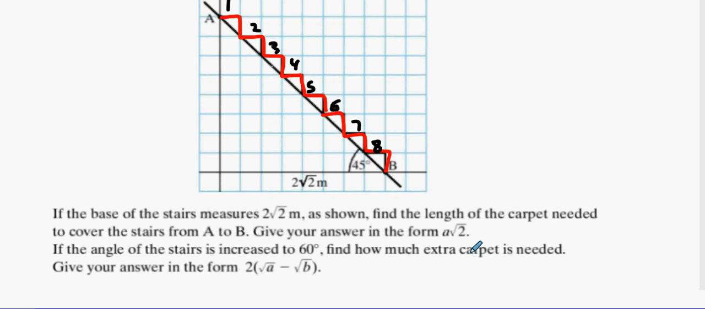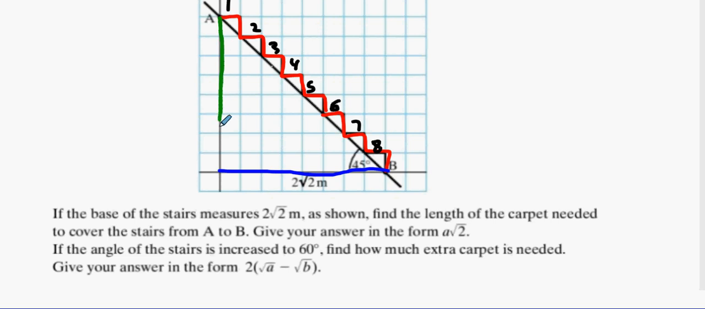So I'm just going to read it. Base of stairs. The base is the blue line. Everybody cool with that? That's the base. Find the length of carpet needed to cover the stairs from A to B. Given your formula the answer is 2 root 2. So get the height and length of the base. So the red line equals the blue line plus the height. Yeah, that's basically it in a nutshell.